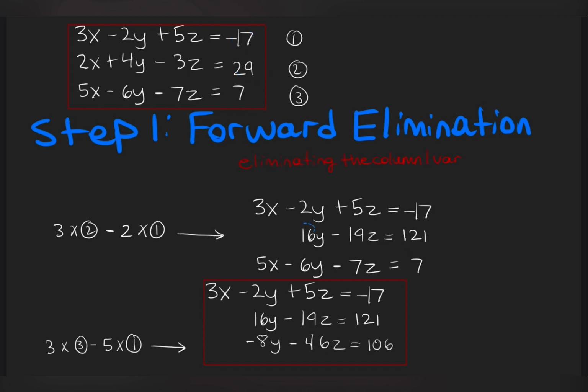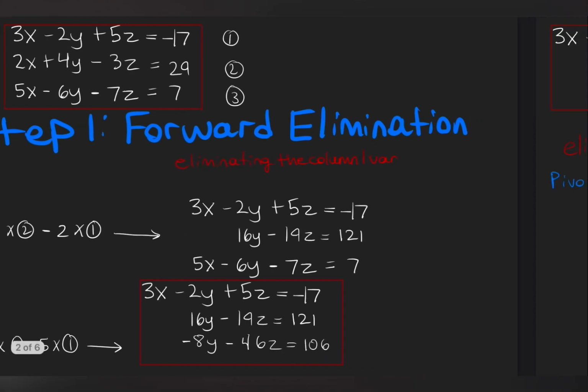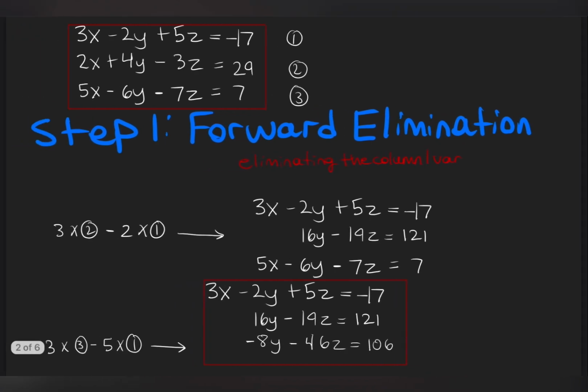Okay, so now that we have this equation eliminated with x, we need to eliminate the next equation's x, this 5x here. We would do it the same way. We would use this equation, multiply this one by 5, and we would multiply this one by 3 in order to get 15x here and 15x here. And then we would subtract this equation from this equation. And once you do that, you get negative 8y minus 46z equals 106. That is the end of the first part of step 1.